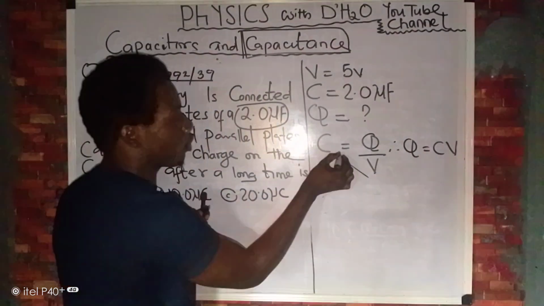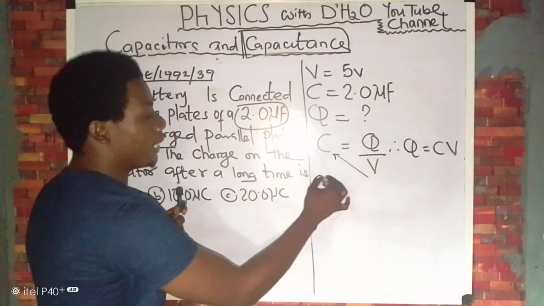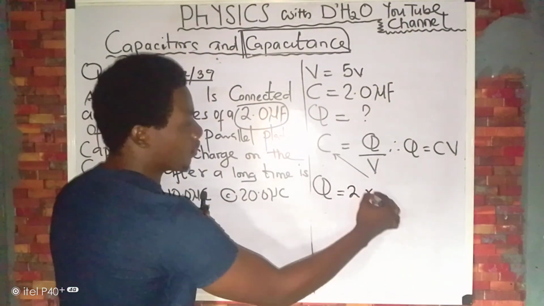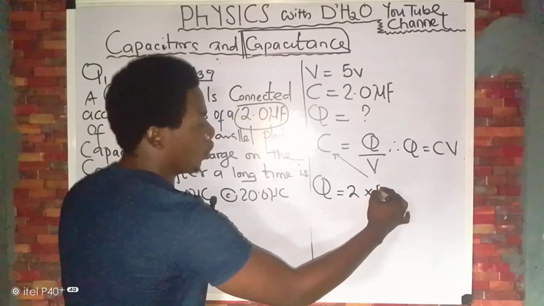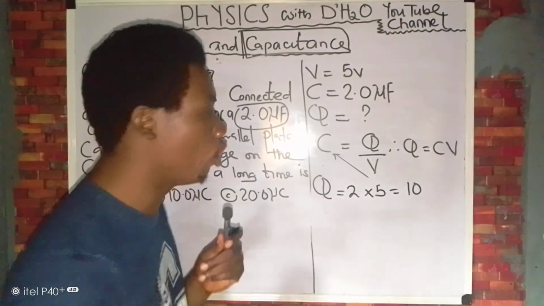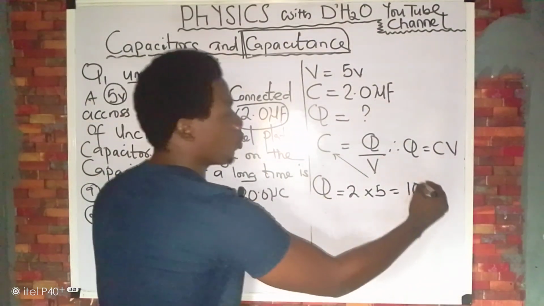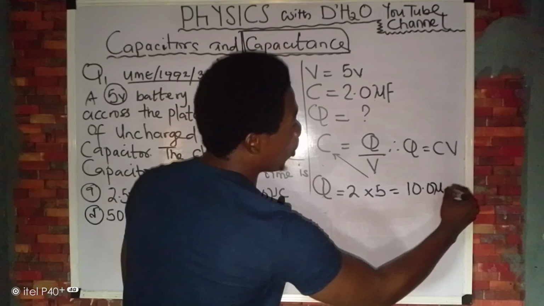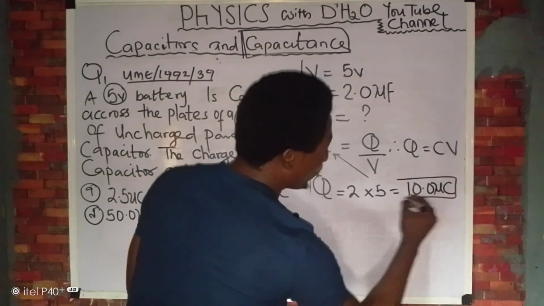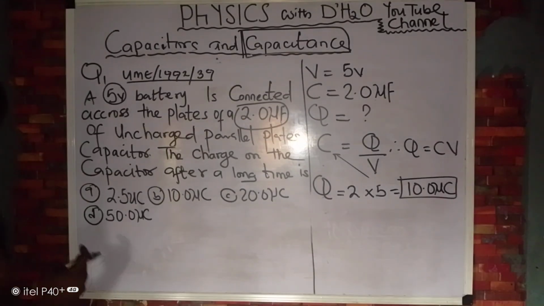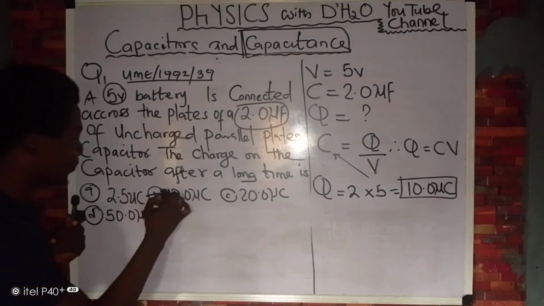CV. That is to say you cross multiply. And then Q will be equal to C, which is 2, times voltage, which is 5. So what would that give us? 10. We are supposed to have 10 coulomb, but because we didn't convert this, we have 10.0 microcoulomb. This becomes the answer to the question. Yes, it is very easy because you know it now. So the answer is what? B.